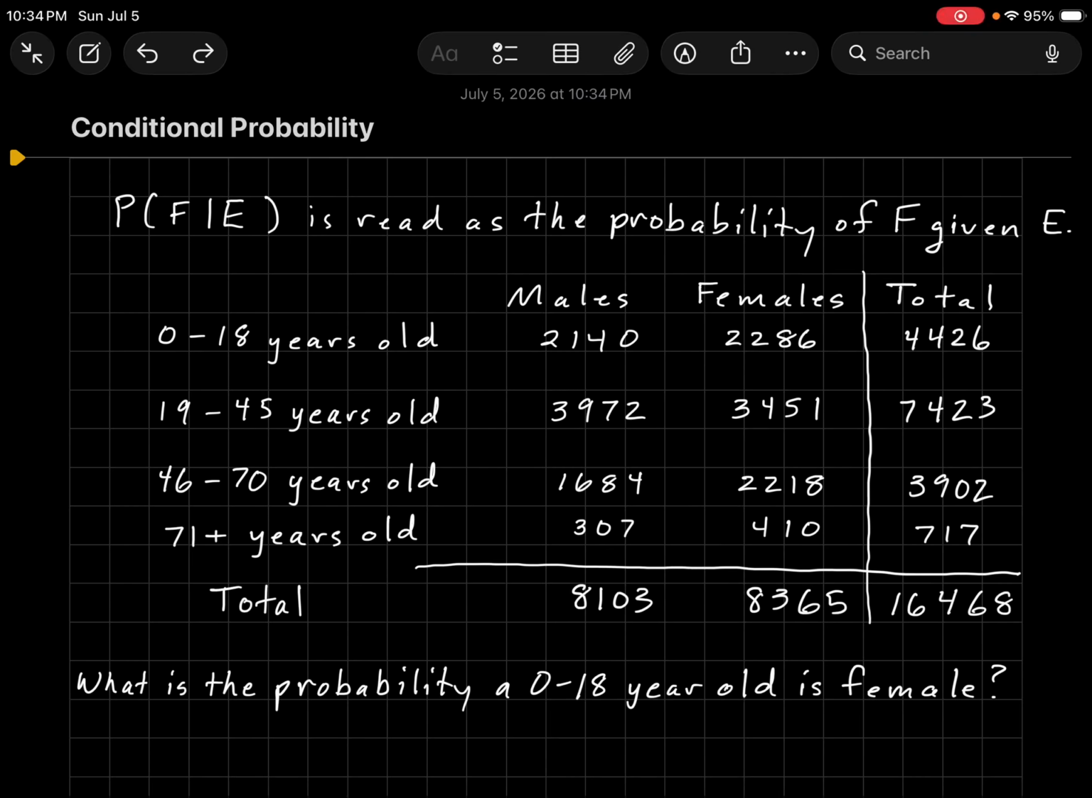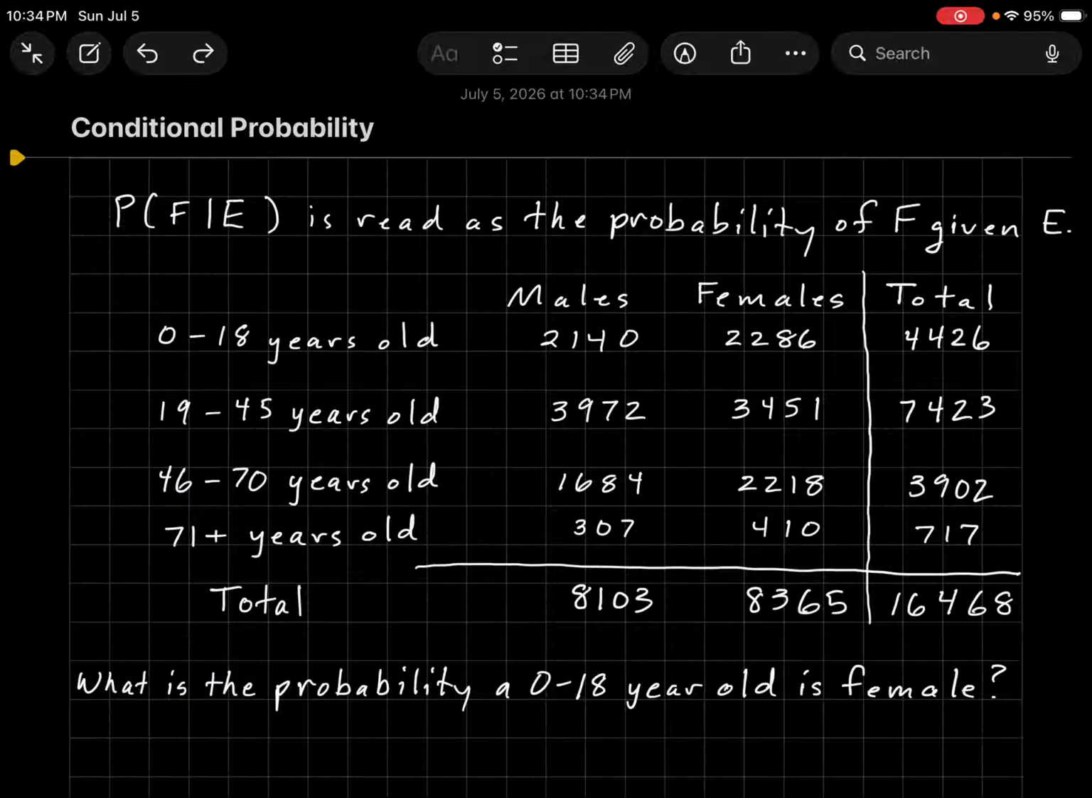Conditional probability. In this video, we'll take a look at the definition of conditional probability, its notation, and a formula that we can use to solve problems. We will also look at a few different types of problems that use conditional probability.